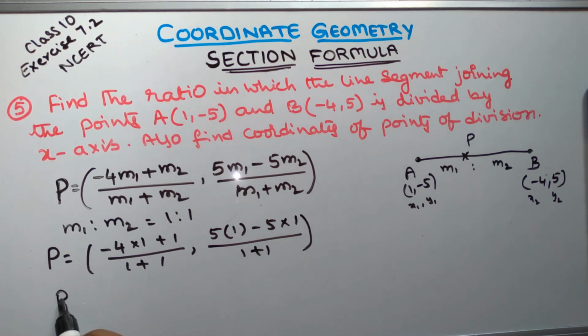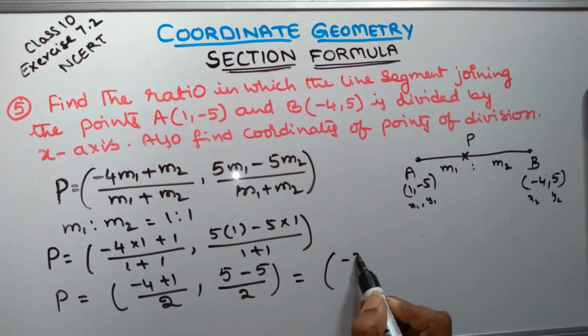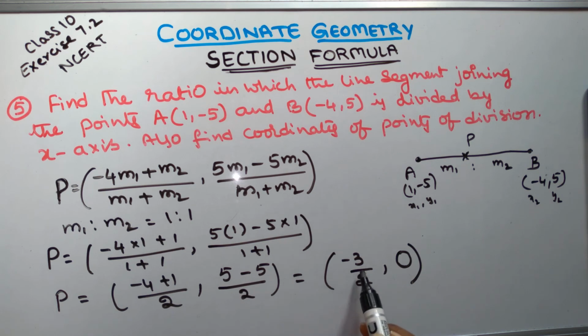That is equal to -4 plus 1 by 1 plus 1, that is 2. This is 5 minus 5 by 1 plus 1, that is 2. That is equal to -4 plus 1 is -3 by 2, and 5 minus 5 is 0, 0 by 2 is 0. So the coordinates of point P are (-3 by 2, 0).